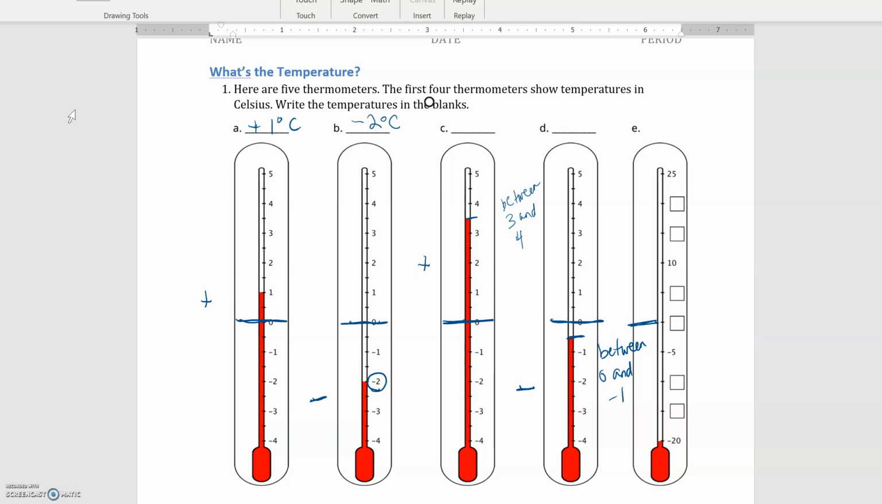So C will be positive 3.5, or 3 5/10, because it's between 3 and 4. And then D will be negative because it's below sea level, but it will be negative 5/10 because if I'm between 0 and 1, that's going to be giving me a 5/10, and I know it's negative because it's below the 0 point.